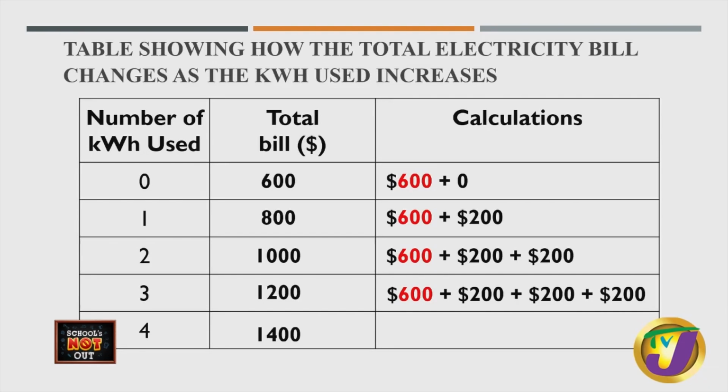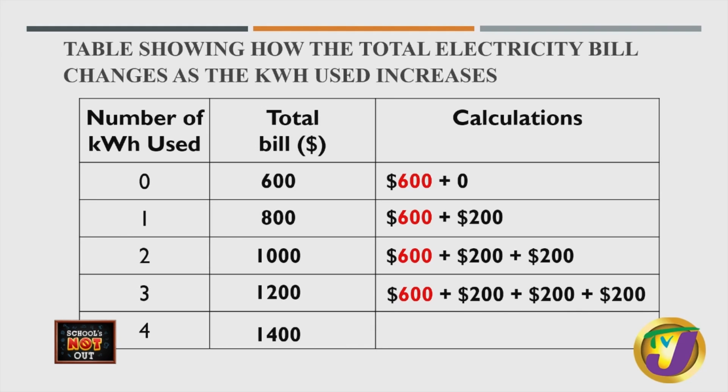Could we have written this using multiplication? Isn't multiplication repeated addition? It is. So this 200 that is written 3 times, 200 plus 200 plus 200, could we say 200 times 3? Most definitely, it would still be 600.